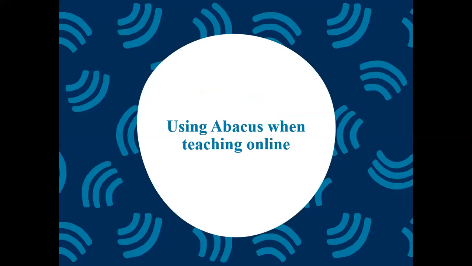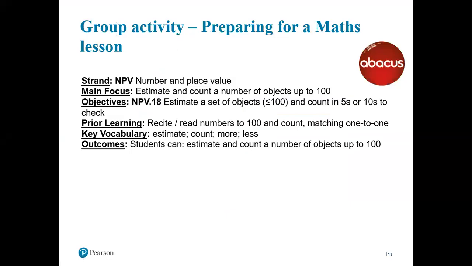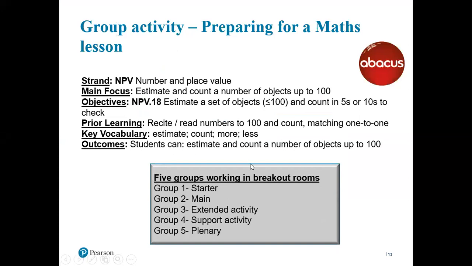Now, how do we use Abacus when teaching online? What's going to happen now? We're going to try to work in groups. We have 143 people so far that are still online. I was going to divide you into five groups, but if I do five groups, we're talking about 30 or a little bit less than 30 people in each group. So what I'm going to do is divide you into groups of five people.